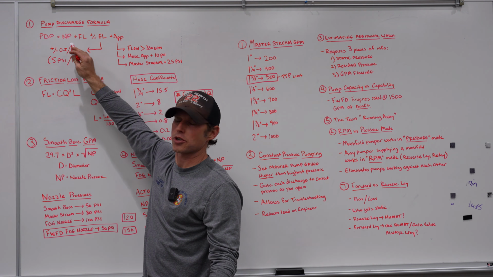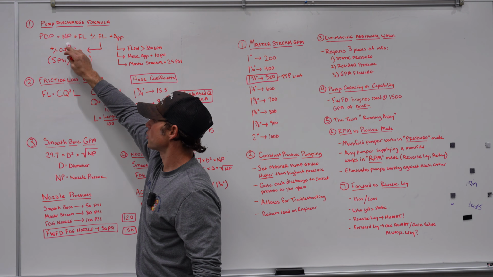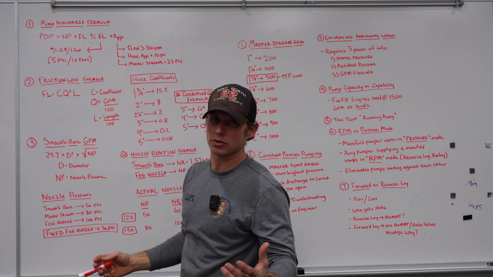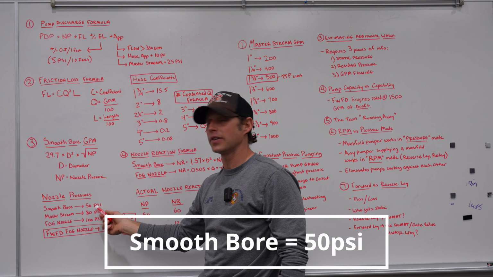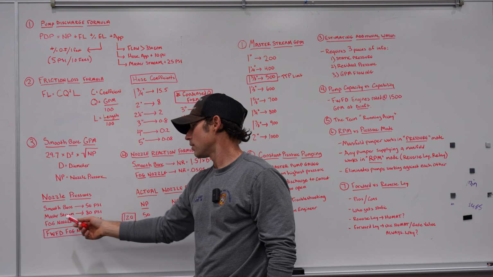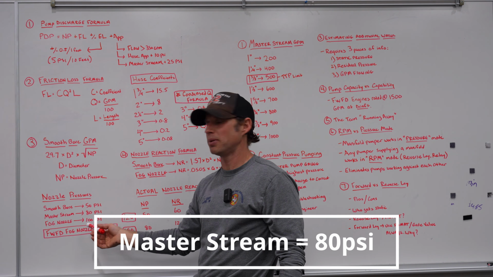Okay. So in breaking this formula down, in order to determine your actual pump discharge pressure, a good starting point is going to be your nozzle pressure. Your nozzle pressure is going to be determined by what type of nozzle you've got. So for any smoothbore nozzle, you're going to use 50 psi as the value for that. For any master stream nozzle, you're going to use 80 psi.